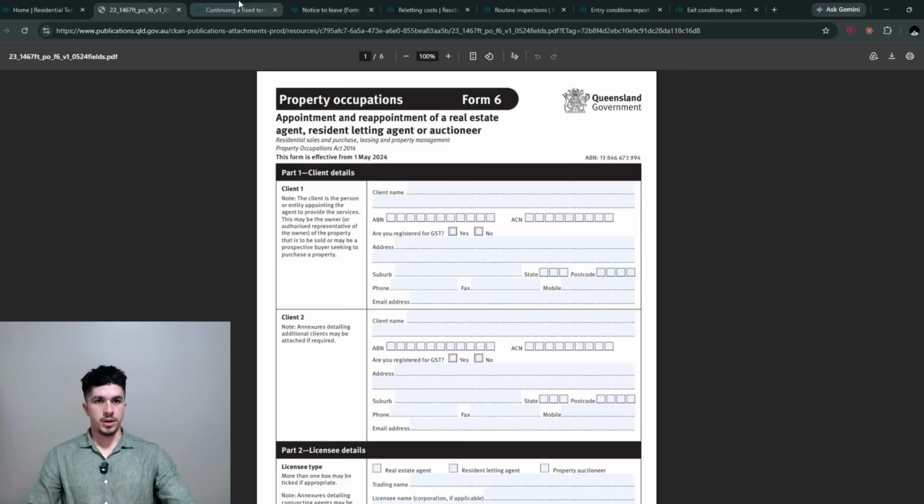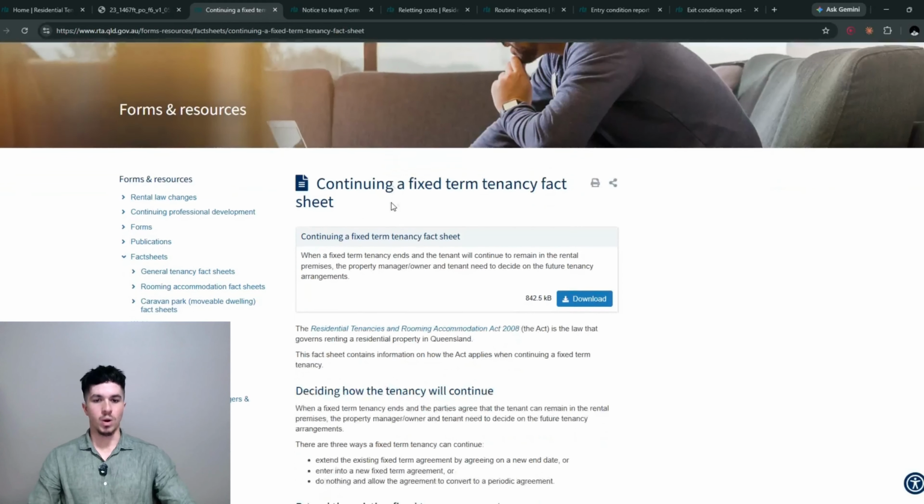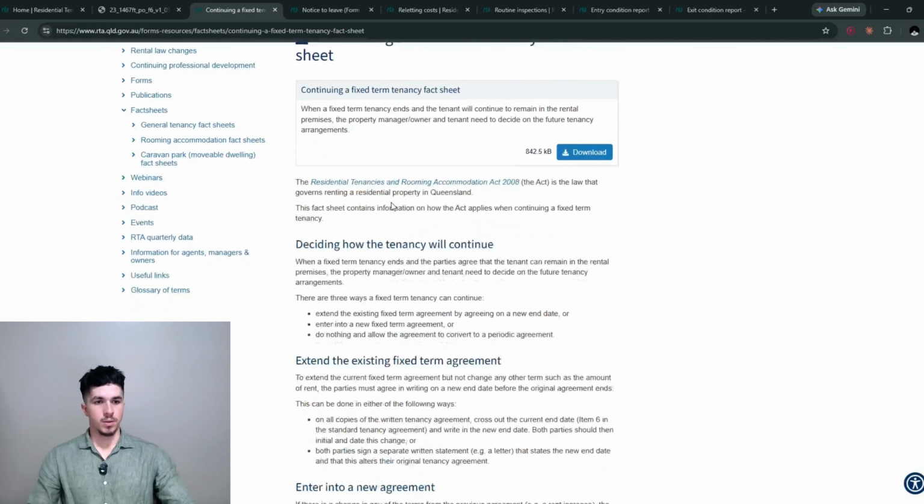The next one is a fixed term tenancy or a fixed term lease. 9 times out of 10, we want to avoid periodic leases. The reason why is because we as the agency or you as the landlord have less control if it's a periodic tenancy. What a periodic tenancy means is that there is no end date. What a fixed term tenancy means is that there is an end date.